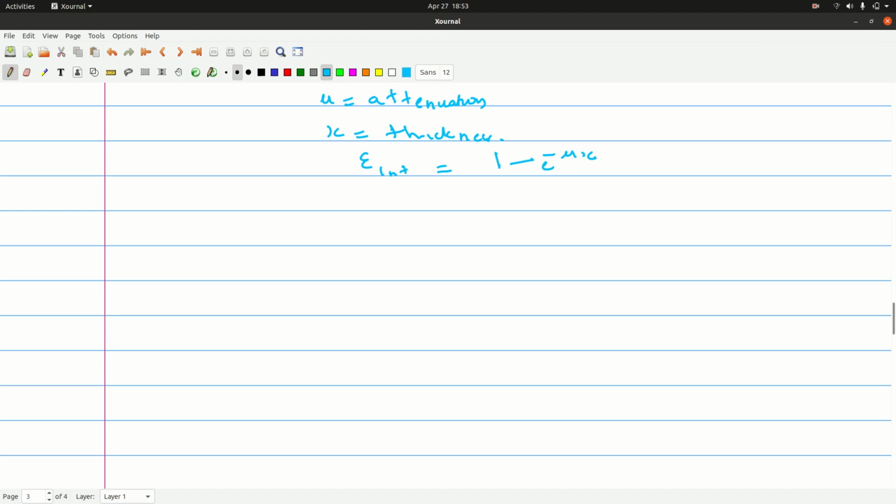If the source is not a point but spread out, or if the detector is finite sized, the path length inside the detector varies depending on where the photons enter. So we need to integrate over all paths. So the intrinsic efficiency epsilon is 1 by omega 0, integral of 1 minus e raised to minus mu x, d omega.